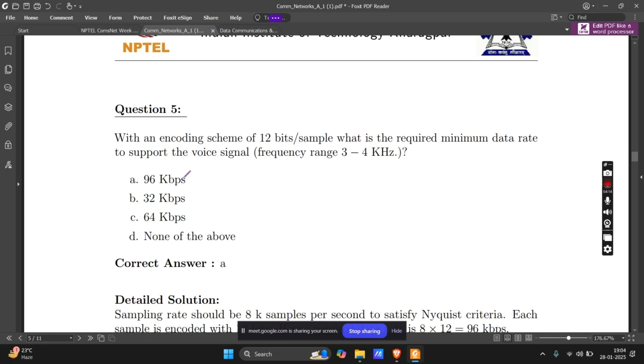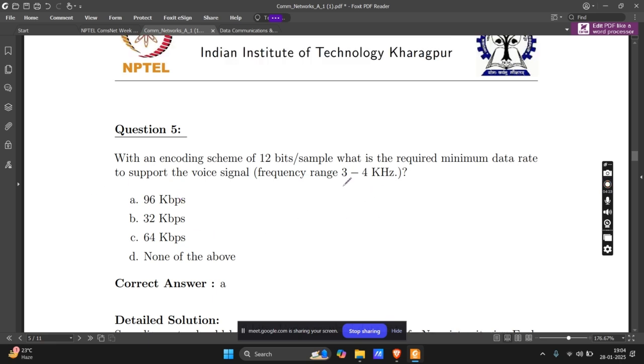Okay. Next, with an encoding scheme of 12 bits per sample, what is the minimum required data rate to support the voice signal? Frequency range 3 to 4 kilohertz. So, if the voice signal's frequency range is 3 to 4 kilohertz, we will take the maximum, 4 kilohertz. So this is the bandwidth, we will take 4 kilohertz. Okay. Now, you people know Nyquist theorem? You know, right? Do you or do you not?